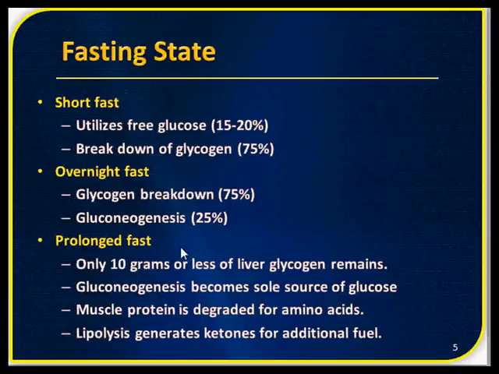Supposing one were on a prolonged fast, like a willful fast or fasting because of non-availability of food, only 10 grams or less of liver glycogen remains and all the glycogen is spent out. Gluconeogenesis becomes the only source of glucose at the time. There will be muscle wasting, there will be adipose tissue breakdown, and muscle protein is degraded for amino acids. Lipolysis generates ketones which act as an additional fuel. Ketones by themselves can yield energy other than glucose. That is how the body tries to maintain the glucose in spite of fasting.